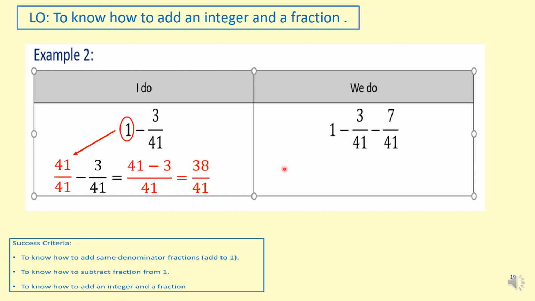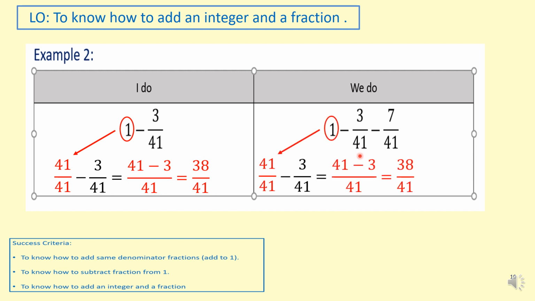Okay, as I said, the first part of the question, 1 take away 3 over 41, is exactly the same as what I've done. So you just do exactly the same step, and you end up with 38 over 41, which is for these two fractions, but I haven't finished the answer yet. So I have the answer for this bit, then I need to take away 7 over 41. Just make sure you keep the order though. You found the answer for this one, so that comes first, then take away the last fraction.